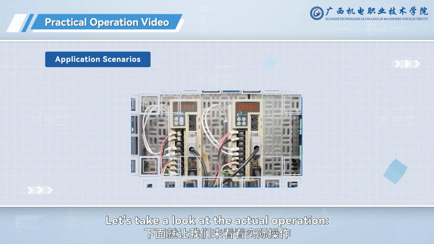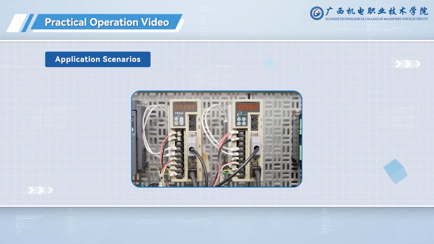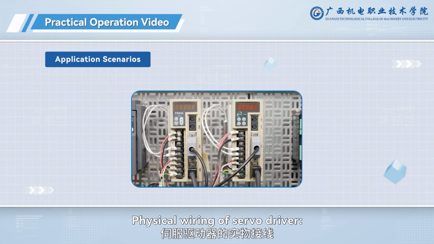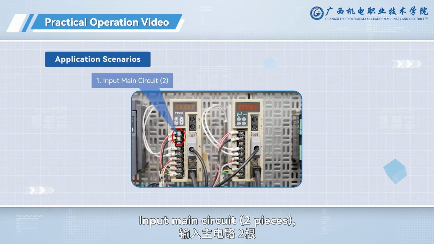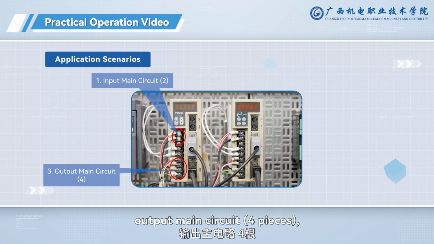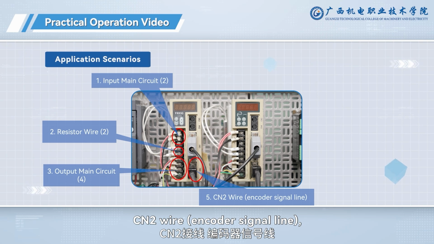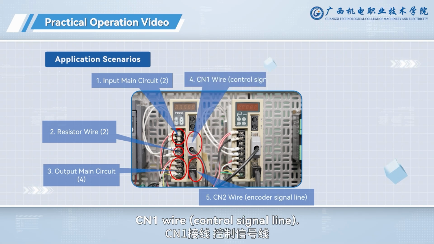Let's take a look at the actual operation. This is the physical servo driver. Physical wiring of servo driver. Input main circuit, 2 pieces. Output main circuit, 4 pieces. Resistor wire, 2 pieces. CN2 wire, encoder signal line. CN1 wire, control signal line.